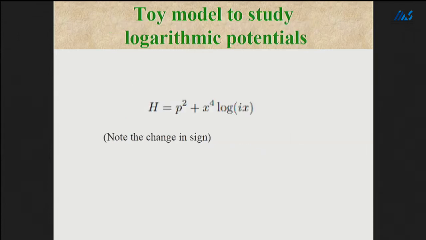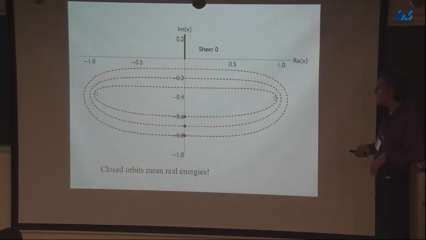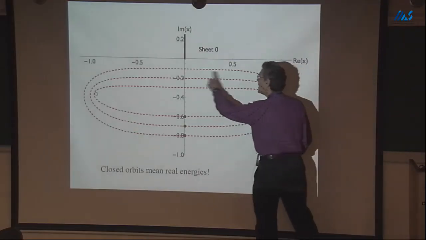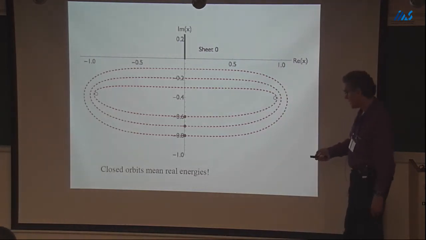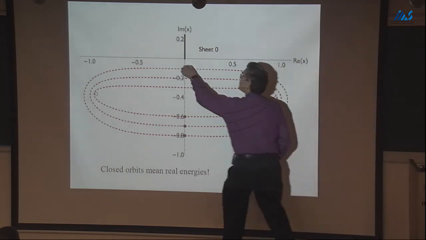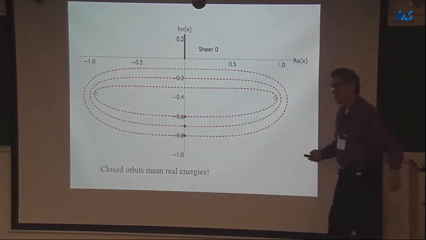Okay? And so to prepare for studying this, we made up a toy model. We put in a plus sign here instead of a minus sign. And then we looked at the classical paths, and you notice that the classical paths are all closed, which suggests that the eigenvalues are real. Okay? Remember, closed orbits mean real energies, but there's a logarithm. So there's a branch cut on the imaginary axis.